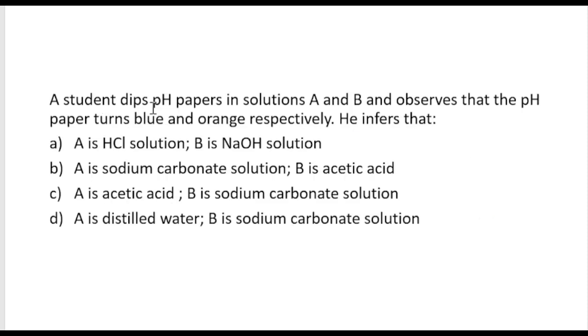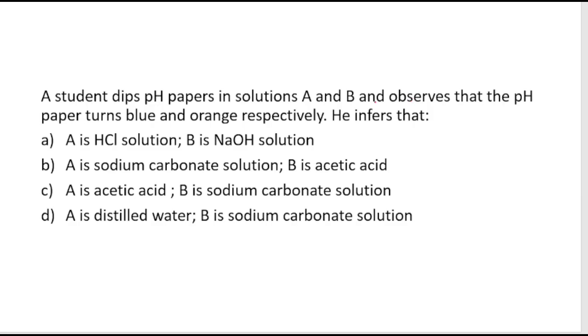The next question is, a student dips pH papers in solutions A and B and observes that the pH paper turns blue and orange respectively. He infers that A is HCl solution, B is NaOH. So HCl is an acid, NaOH is a base. Blue means it is alkali and orange means it is a weak acid, because hydrochloric acid is a strong acid. It will turn the pH paper into red color. The next option is A is sodium carbonate, which is a base, and B is acetic acid, a weak acid. So answer is option B.